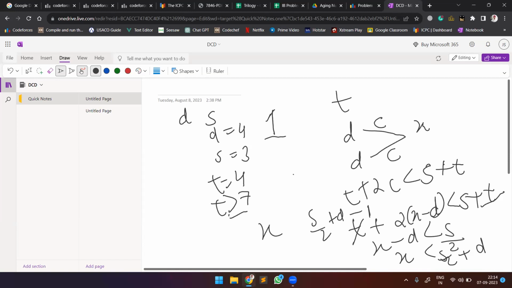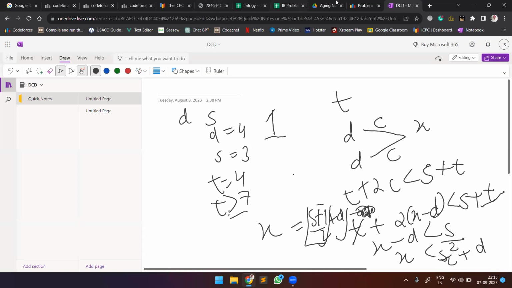But it actually depends on S, because we want to make it strictly less. If S is odd, I can take the floor division, and if S is even, I can put another minus 1 here. So if S is even, I can cut off this minus 1, and if S is odd, I can do this. This is floor of S plus 1 by 2 plus T, something like this.